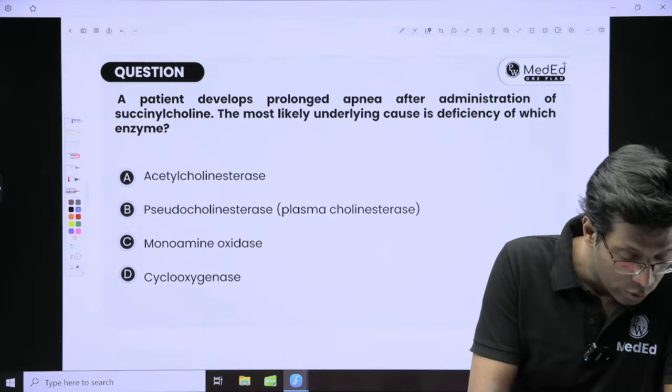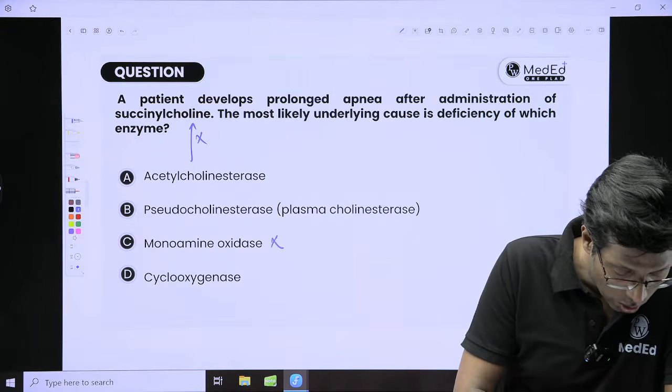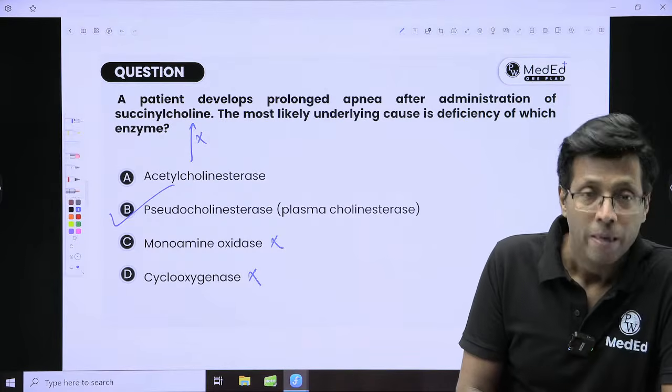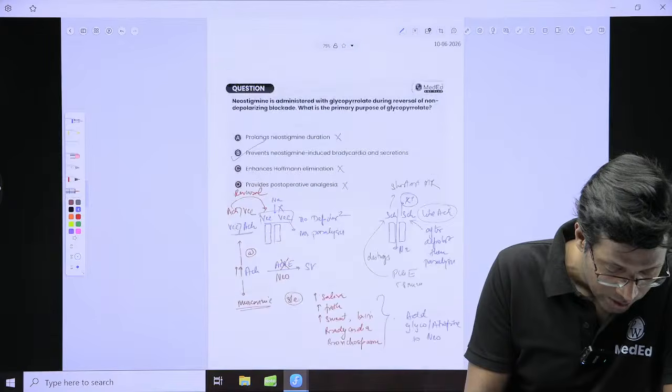Acetylcholinesterase has got nothing to do with succinylcholine. Monoamine oxidase, no, we just saw. A prolonged apnea, correct, is pseudocholinesterase deficiency. We've discussed this also, right?